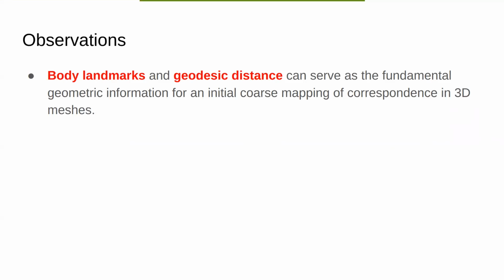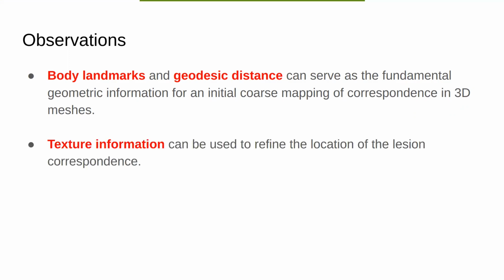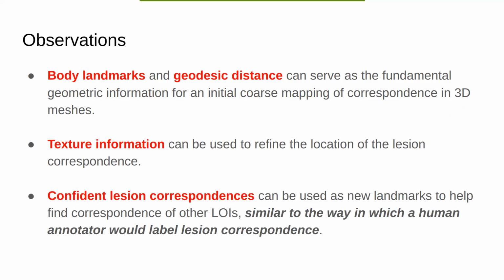In response, we propose a novel framework to find lesion correspondence based on three key observations. First, body landmarks and geodesic distance can be used to establish an initial coarse correspondence in 3D meshes. Second, texture information can be used to further refine the location of the correspondence. Lastly, similar to how a human annotator will label lesion correspondence, once confident lesion correspondences are found, they can be used as new landmarks to help with finding the correspondence for other lesions of interest.